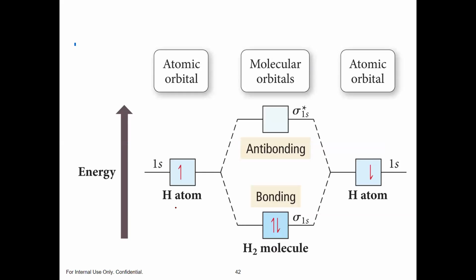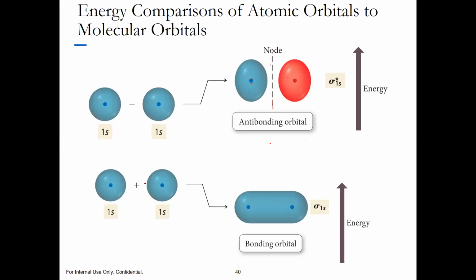Then let's look at this one here. We've got a hydrogen atom here, 1s and 1s. When they come together, so this is your atomic orbital, 1s, and you have another atomic orbital over here with this other hydrogen, 1s. When 1s and 1s come together, what could happen? You can have a bonding orbital or an anti-bonding orbital.